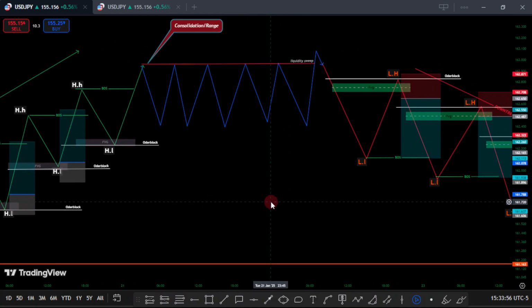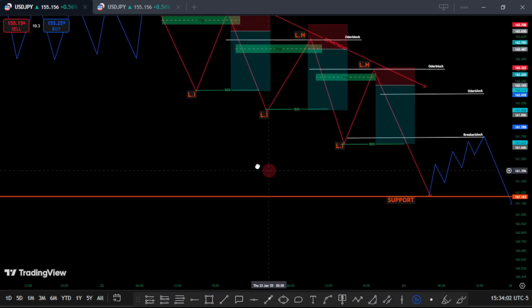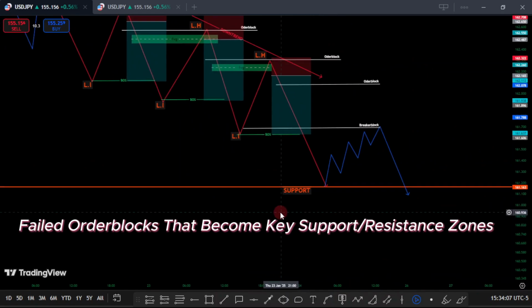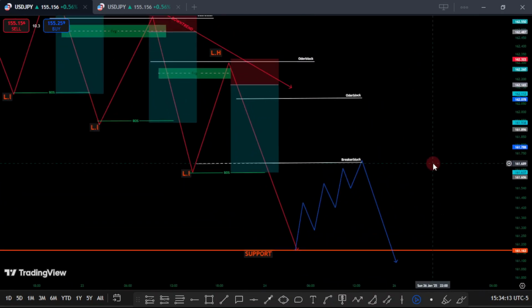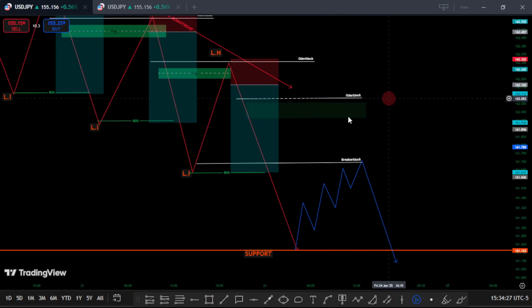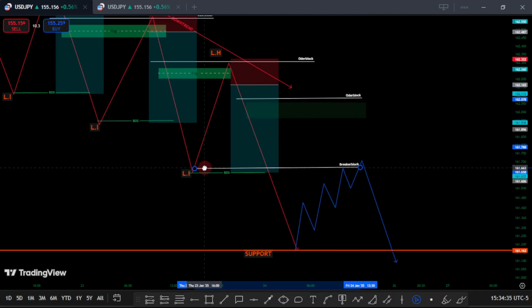Another thing that I want to cover here is breaker blocks. I've not covered the breaker blocks yet. So what is a breaker block? A breaker block is defined as a failed order block that becomes a key support or resistance zone in the market. Whenever an order block has failed, whenever price doesn't go up, like this one, price never went up to target the order block and the fair value gap, maybe that was here. Whenever price fails to tap into this order block and comes into a fail, this one over here is the breaker block.